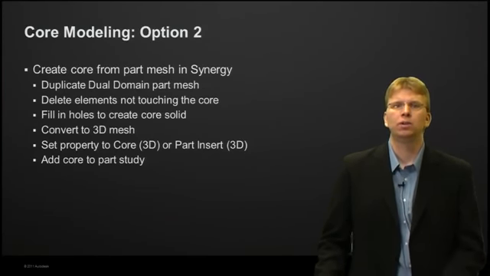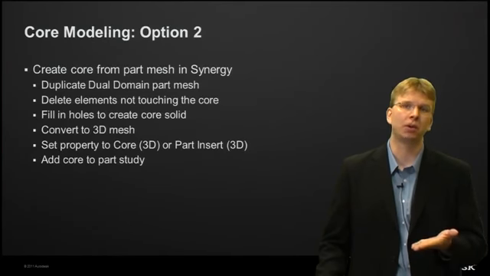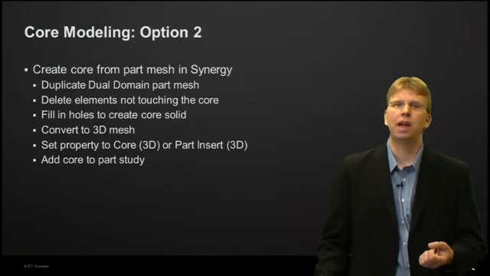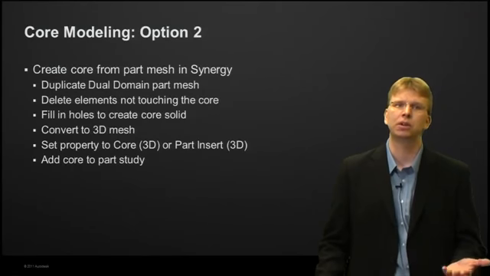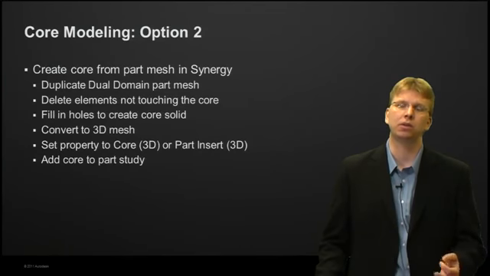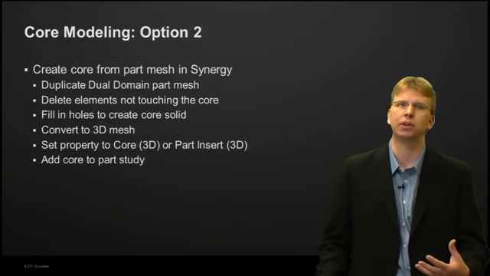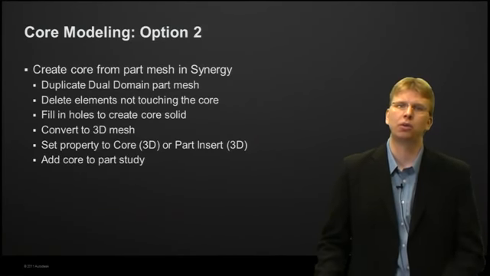So what would happen here is we'd delete those elements and then we'd fill in any of the holes in the solid that weren't touching, for instance, the top of the core or maybe some of the sides. And then once we created a full 3D solid, we convert that over from a dual domain mesh to a 3D mesh. Then we'd set the property to a core 3D or a part insert 3D. The difference is that a part insert 3D allows us to set an instantaneous or initial temperature so that we can have the core at a different temperature than the mold temperature. And then we'd add that core that we created back into the part study to run the core shift simulation.